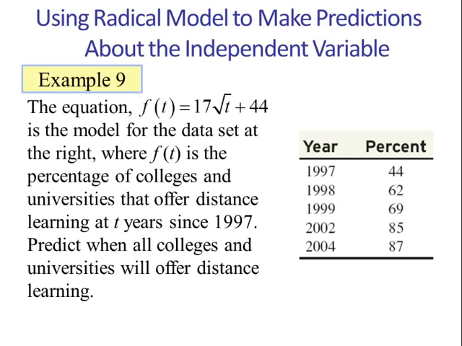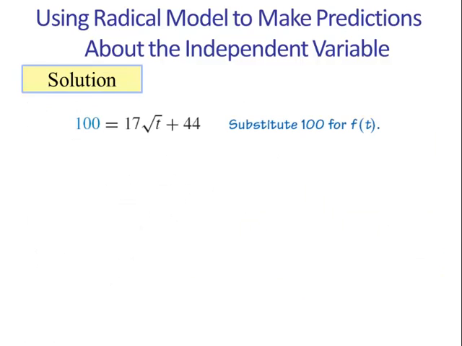Lesson objective. Example 9. The equation f of t equals 17 times the square root of t plus 44 is the model for the data set at the right, where f of t is the percentage of colleges and universities that offer distance learning at t years since 1997. Predict when all colleges and universities will offer distance learning. So the question is asking, what t will it be when f of t is equal to 100%?